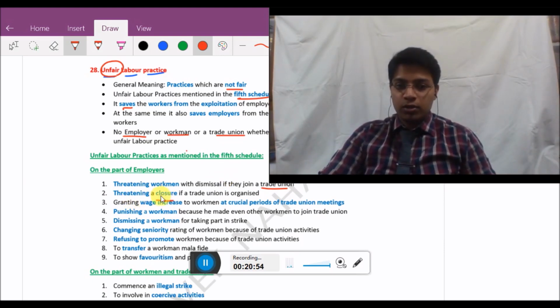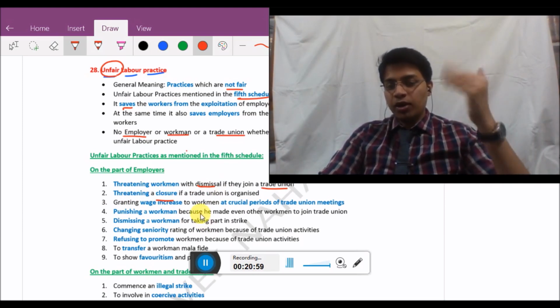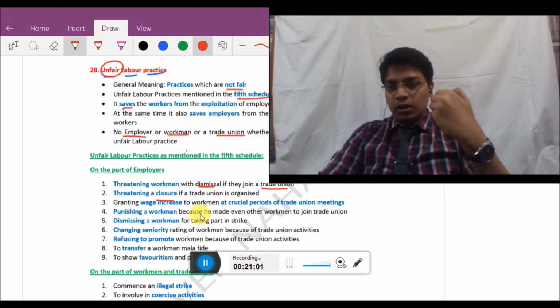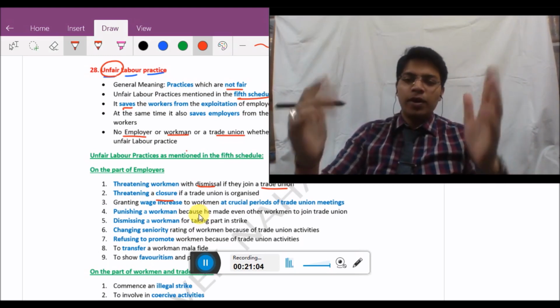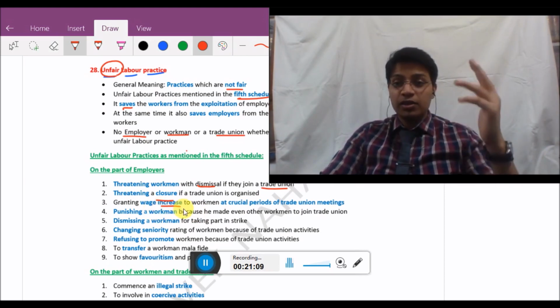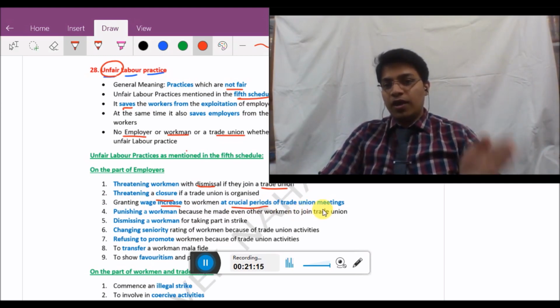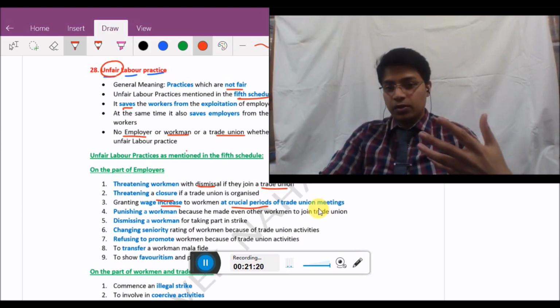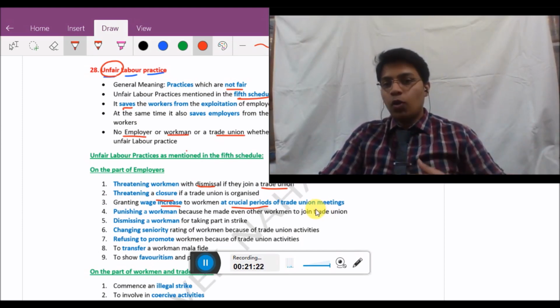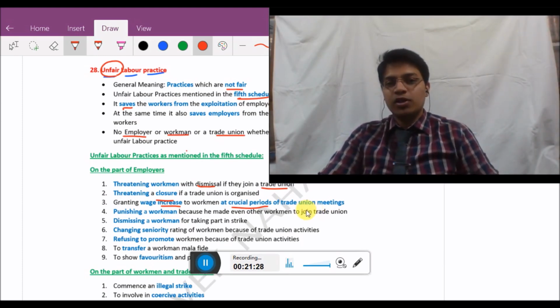Threatening a closure. If you organize a trade union, I'll close down and you will be removed from employment. A whole bundle of the employees will be removed from employment. Granting wage increases to workmen at crucial periods of trade union meetings. As we have discussed, the trade unions will have their own meetings. At the crucial period of the meetings, the employers increase the wage rate. So in the meeting, they have nothing to discuss because everybody is very happy. So this is also unfair labor practice.